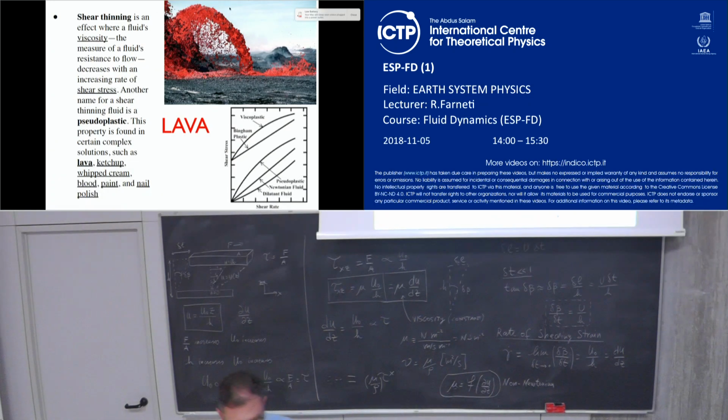Another example of shear thinning is lava. Lava is generally thick when it doesn't move. When it starts to move and there is a velocity gradient and a shear stress applied to the lava, it becomes more fluid, easier to flow. And when it stops moving and cools down as well, it becomes thicker and much more difficult to flow.